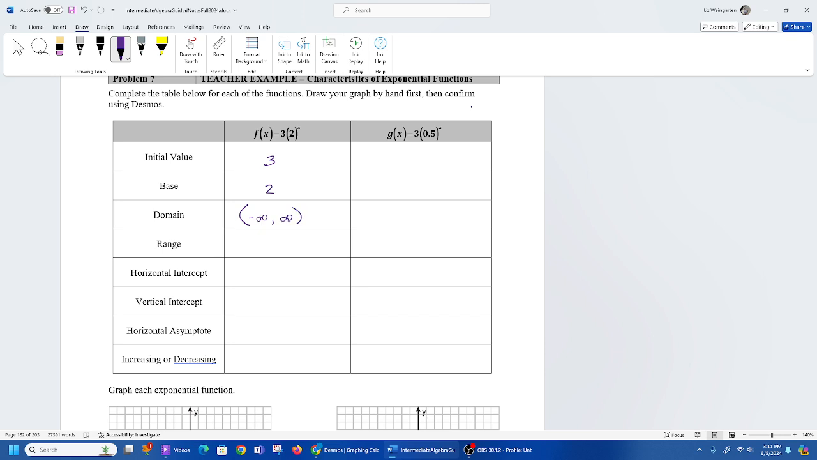The range. We're never going to get 0 out of this. We'll get really close to 0, but we're never going to touch 0. We'll get really, really small numbers, but this function is never going to equal 0. So the range for every single one of these is going to be from 0 to infinity.